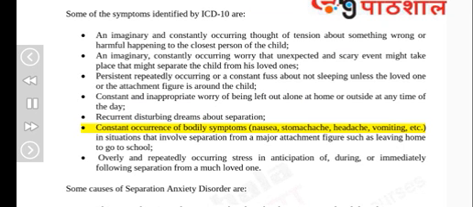Constant occurrence of bodily symptoms, nausea, stomachache, headache, vomiting, etc. in situations that involve separation from a major attachment figure, such as leaving home to go to school. Overly and repeatedly occurring stress in anticipation of, during, or immediately following separation from a much loved one.